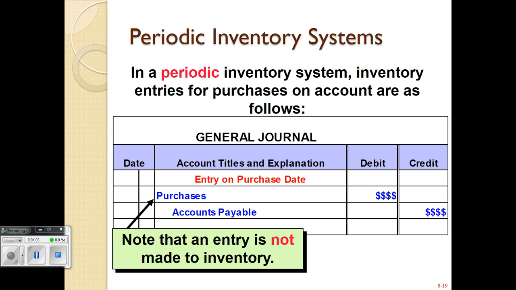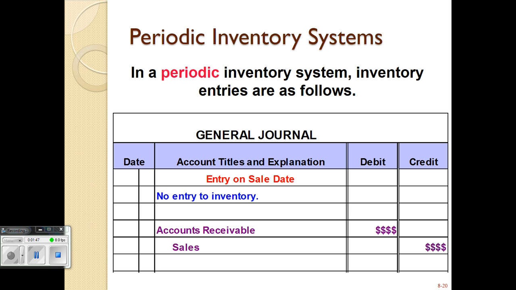And in a periodic system, you do things a little bit differently. First of all, rather than debiting inventory, you debit an account called purchases. Purchases is an account that will be closed at the end of the accounting period, but it's just a different way of doing it, and you're not keeping track of what particular items are in your inventory. I should also point out at this point, under a perpetual system, you can use specific identification, FIFO, LIFO, or average. Under a periodic system, you can use any of those four methods.